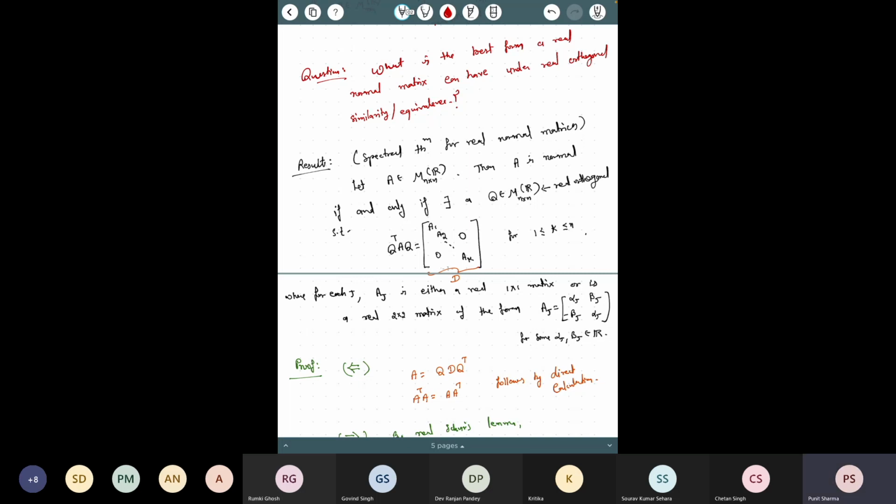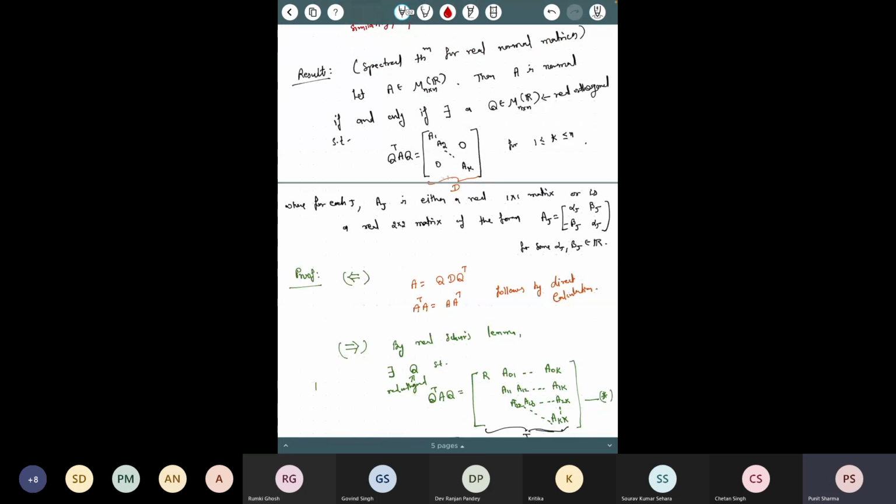Can you say even something more? So A is equal to minus A transpose. That means A is skew symmetric, which means all the blocks here are also skew symmetric. So if this 2 cross 2 matrix is skew symmetric, what can you say about alpha j and beta j? Alpha j will be 0. Right, alpha j would be 0.